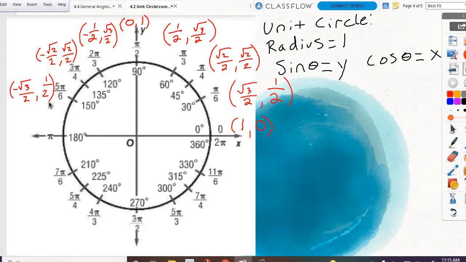So if I'm at 180, again, what is the distance from my origin to the outside? 1. But what direction have we gone this time? Left, which means that which one would be 1? X, and it's going to be what kind of one? Negative. And then lastly, for my 270, what direction have we gone? Down. So that means that my y is going to be -1.